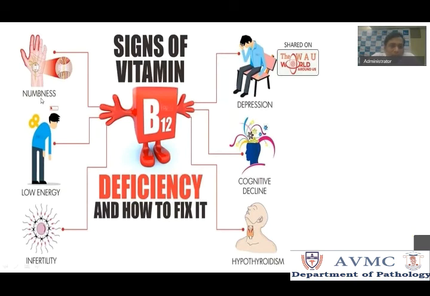B12 deficiency has more of neurological symptoms and signs, where the patient has numbness, cognitive deficits, memory loss, and also a red beefy tongue. The tongue appears red, so he also has glossitis. There will be depression, and if it's associated with autoimmune disorders, he may also have hypothyroidism and infertility.